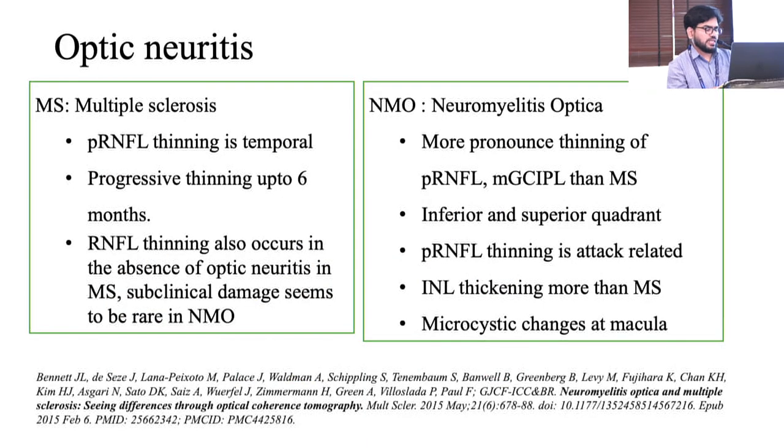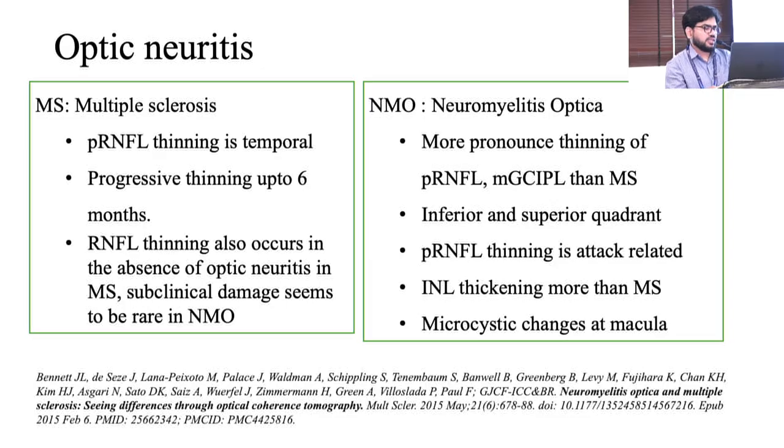So how does it help in differentiating between the two major types of optic neuritis? In multiple sclerosis, the peripapillary RNFL thinning is more commonly seen in the temporal quadrant, and you will see progressive thinning up to 6 months. And RNFL thinning also occurs in the absence of optic neuritis, that is something called subclinical damage, which is rarely seen in NMO.